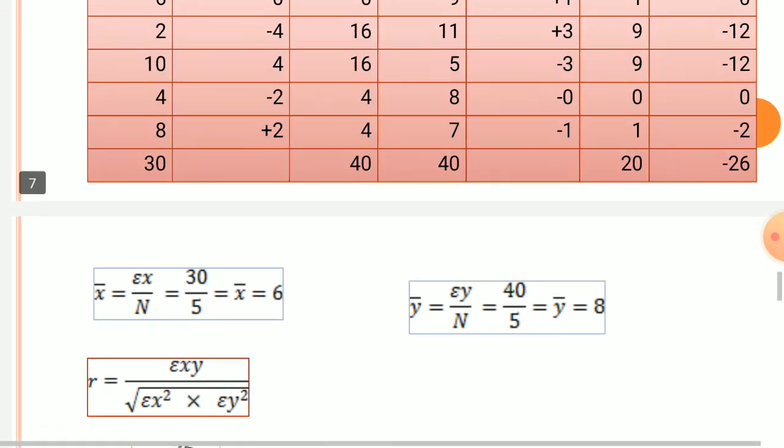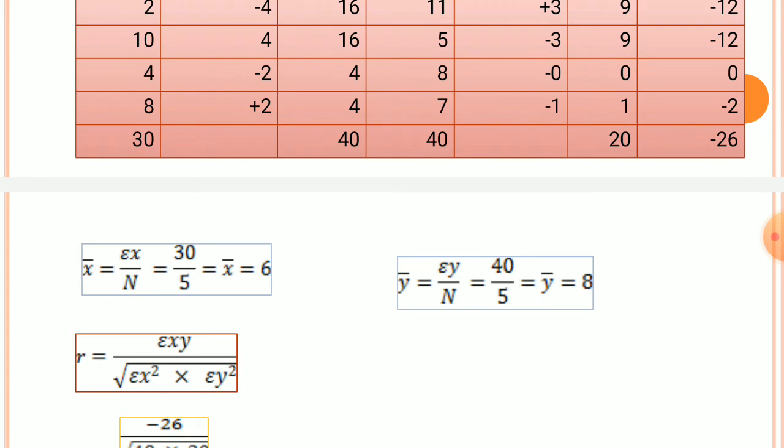Now first calculate the value of actual or arithmetic mean. Sigma x divided by n. So this is the formula to calculate x bar in case of individual observation. Sigma x by n. So here sigma x is equal to 30, n is equal to the number of items or number of observations, 30 by 5. 5 ones are 5, 6 fives are 30. Therefore the value of x bar is equal to 6.